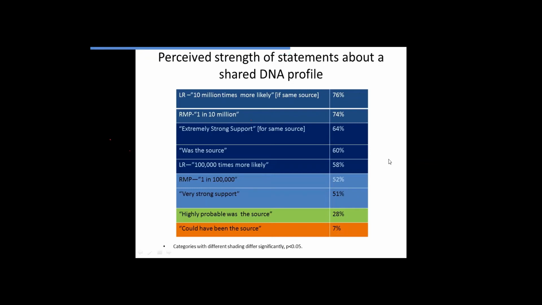And notice, even the strongest statement doesn't prevail all the time. Some people might think the random match probability of 1 in 10 million is stronger, or extremely strong support is stronger. But among the strong statements, the different colors show ones that are statistically significantly different in terms of perceived strength. So the top statements, 1 in 10 million or random match probability, the 10 million comes out at the top.